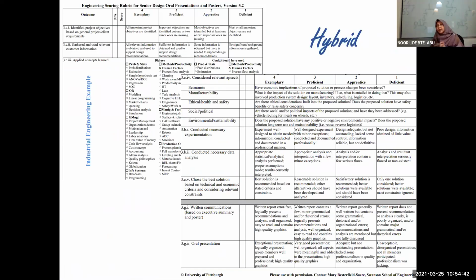So I will stop here now. Before I go on to how to design, any questions? What do you think about this rubric? Would you use something like this? Anyone?